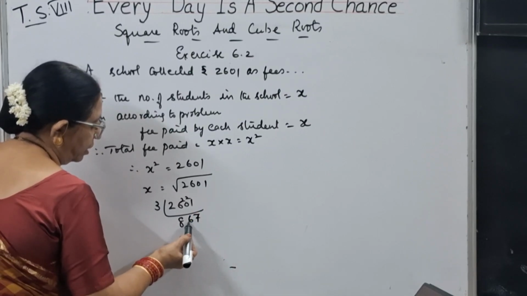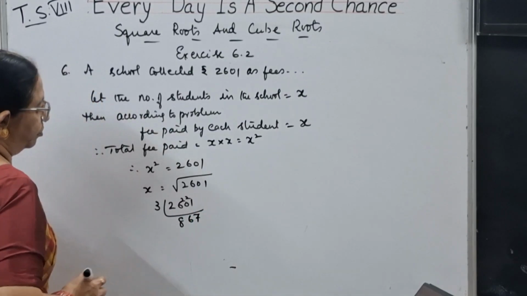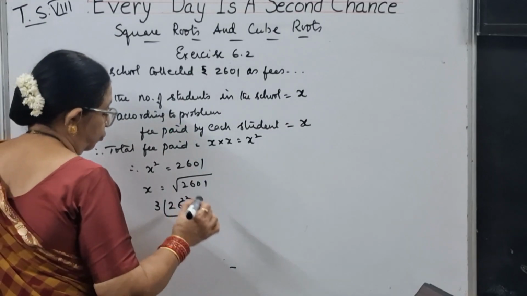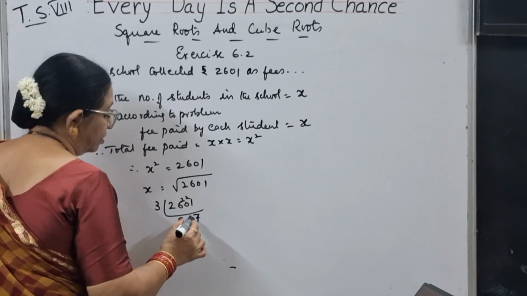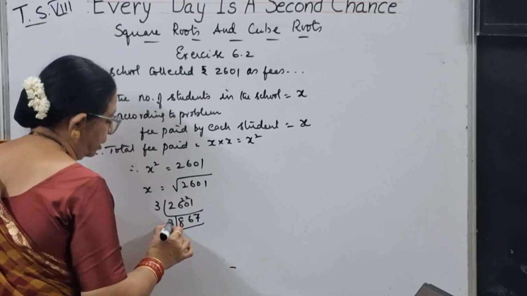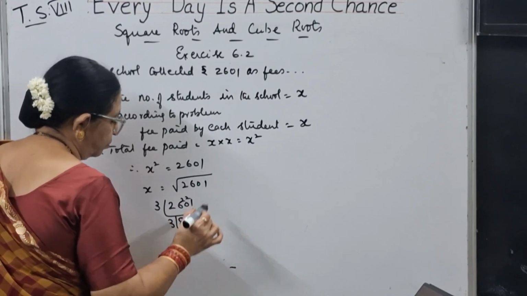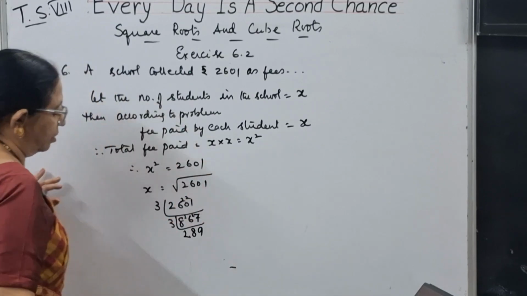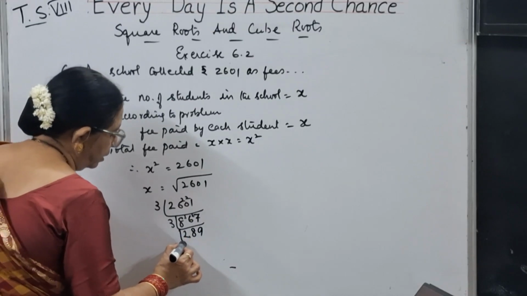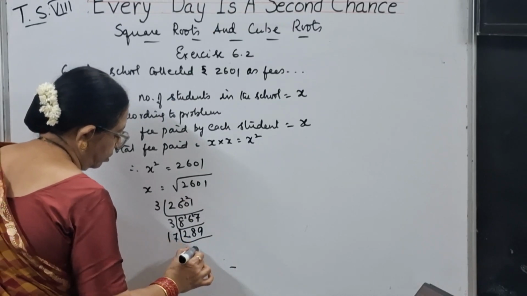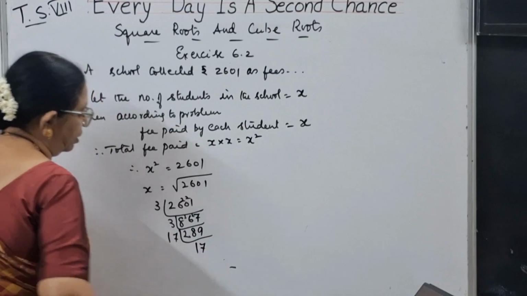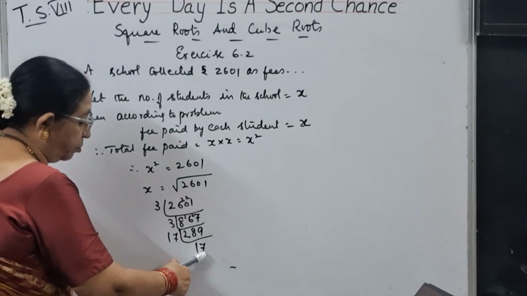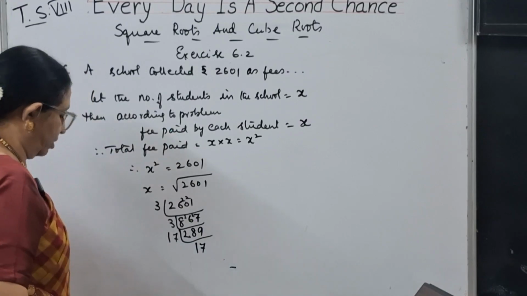Again 13. 8 plus 6, how much? 14. 14 plus 7, 21, again by 3. 3 twos are 6, 2. 3 eights are 24, 2. 3 nines are 27. 289 has a square root, it has got a root 17. 17 square is 289. These values you should remember because these are all prime numbers. You should know about this, children.